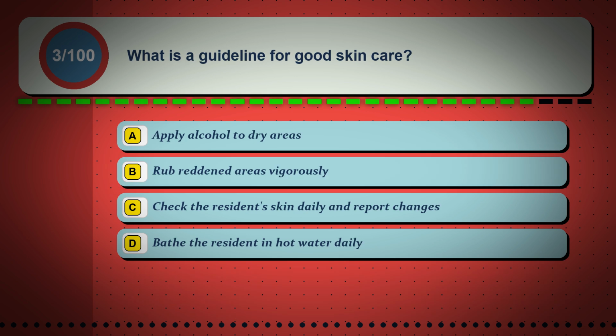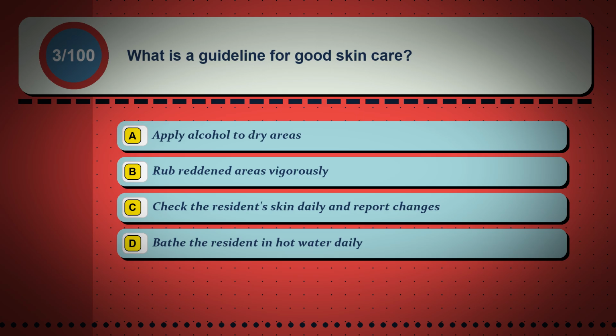Question 3. What is a guideline for good skin care? Option A, apply alcohol to dry areas. Option B, rub reddened areas vigorously. Option C, check the resident's skin daily and report changes. Option D, bathe the resident in hot water daily.